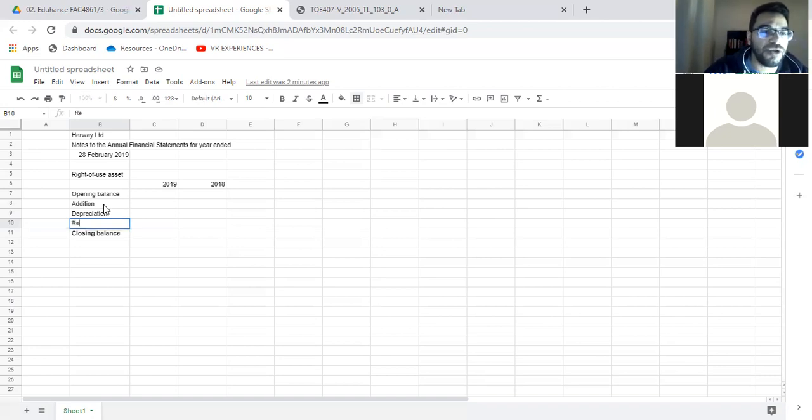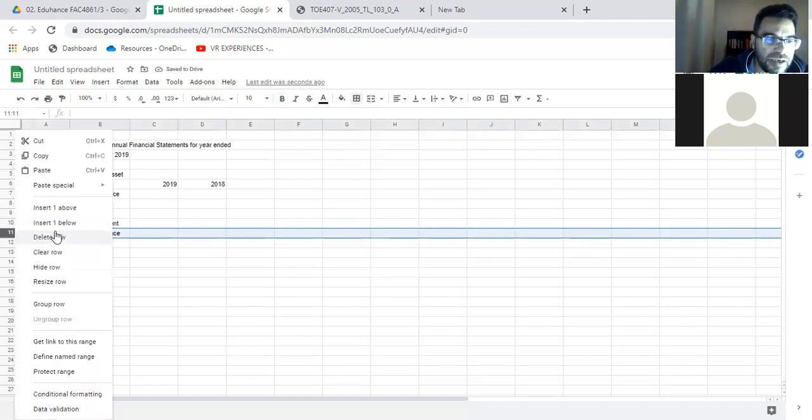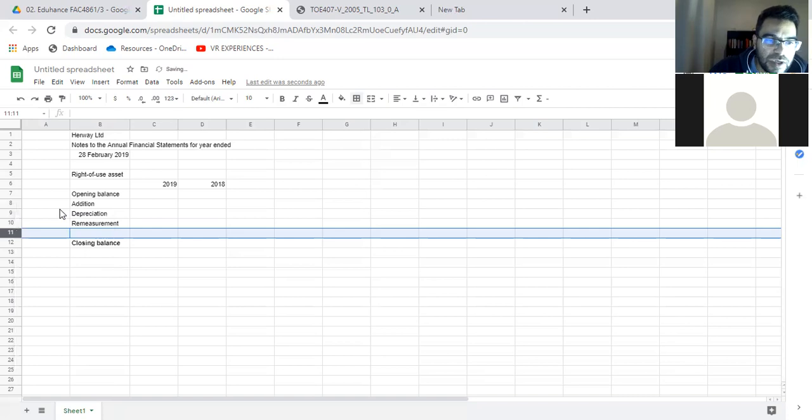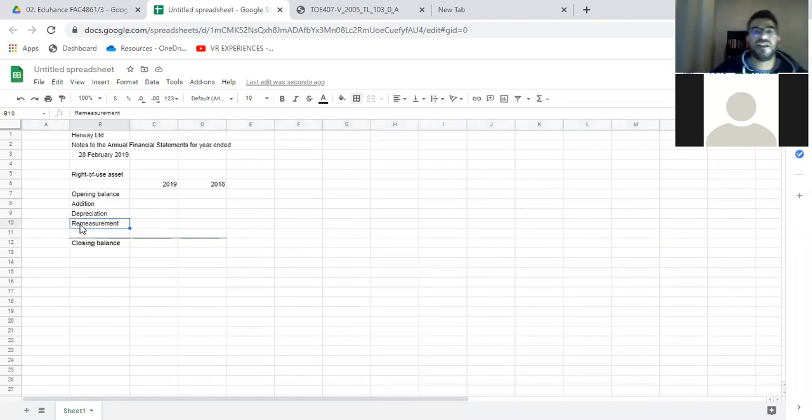So here we'll also put in the remeasurement. I think it's called a remeasurement. Whatever the word is, okay? I'll just check the standard now. What's the word? Remeasurement, reassessment, something like that. We can see the right terminology.